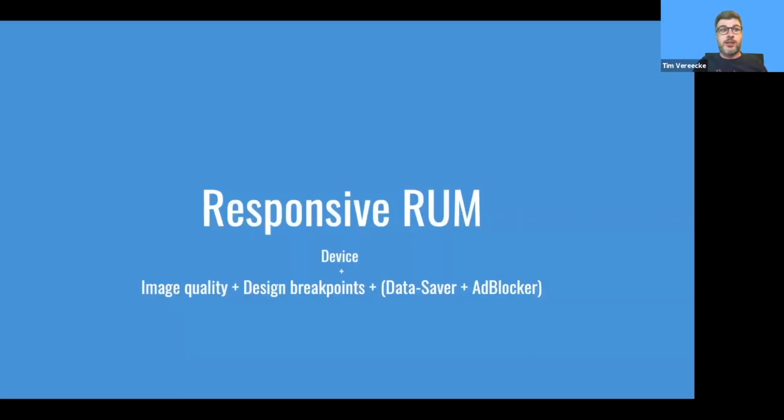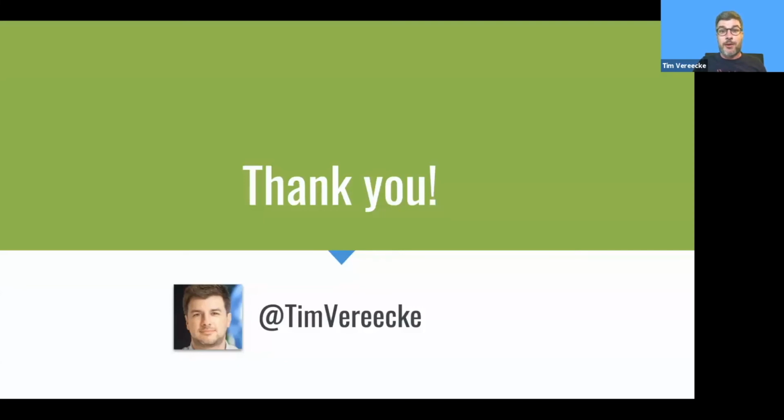So that brings me to the end of my presentation. Responsive RUM in 2021. If you're just looking at device, mobile, desktop, tablet, yes, it's a simple classification, but in my view, it's too simple. If you really want to get a lot out of your RUM, you need to add up to four additional dimensions. One is the image quality. Remember DPR, 1x, 2x, 3x. The different design breakpoints, the key different designs where you ship different data, and then taking into account data saver and ad blocker. That is basically the end of my presentation.